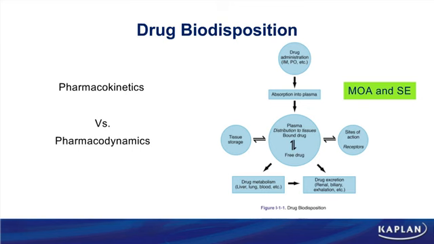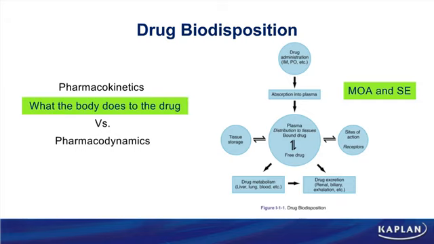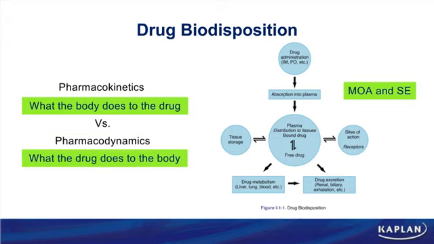This diagram shows us the relationship between pharmacokinetics and pharmacodynamics. These are terms that you need to be familiar with. The first thing that you should do is come up with a definition for each of these terms. I believe in simple definitions, so let's come up with a simple definition for pharmacokinetics. Pharmacokinetics is what the body does to the drug. So remember, what the body does to the drug is pharmacokinetics. On the other hand, pharmacodynamics is what the drug does to the body.